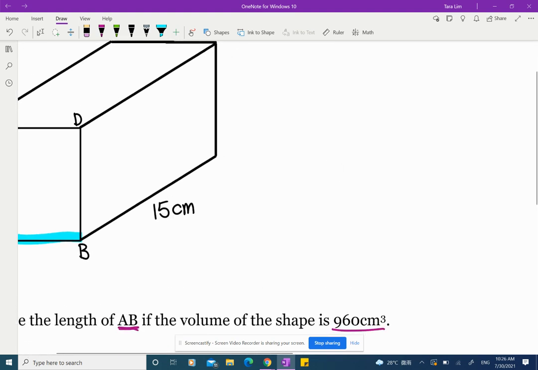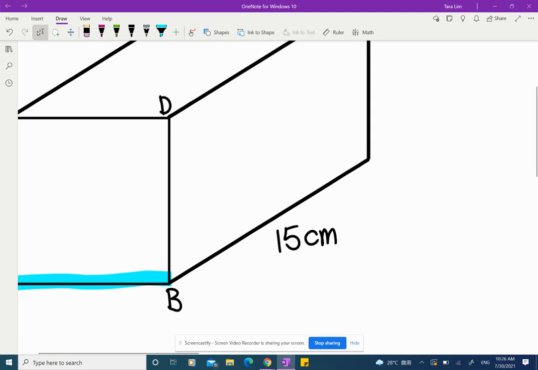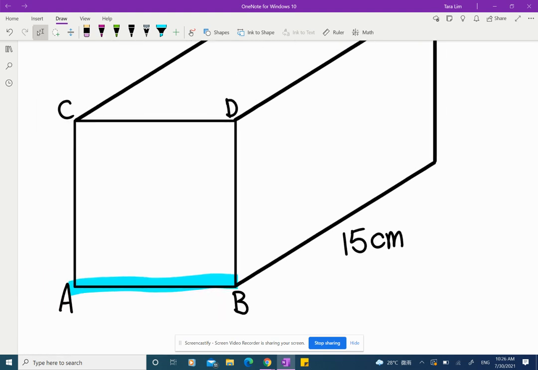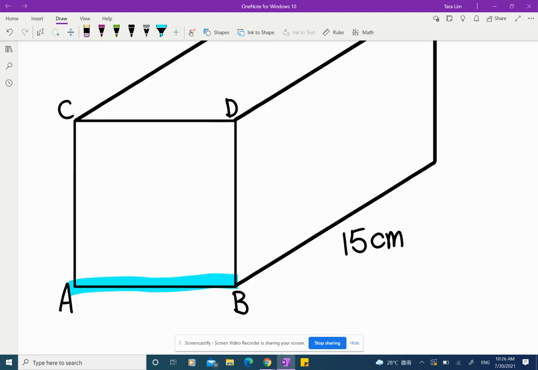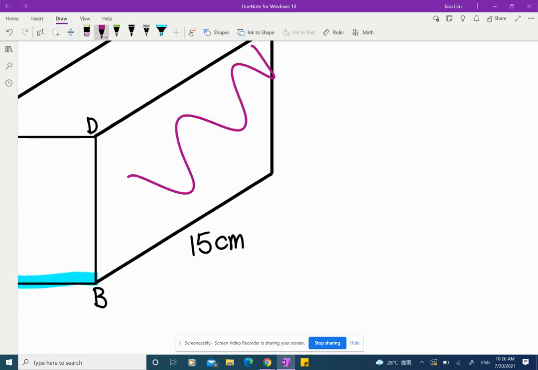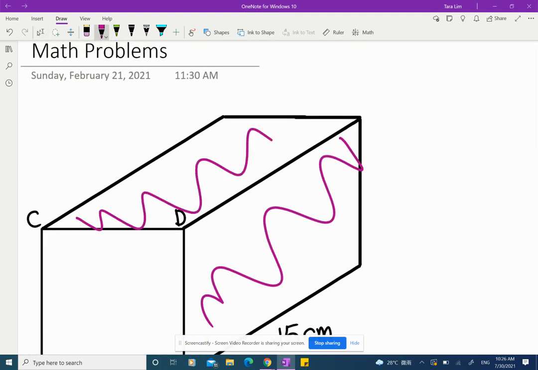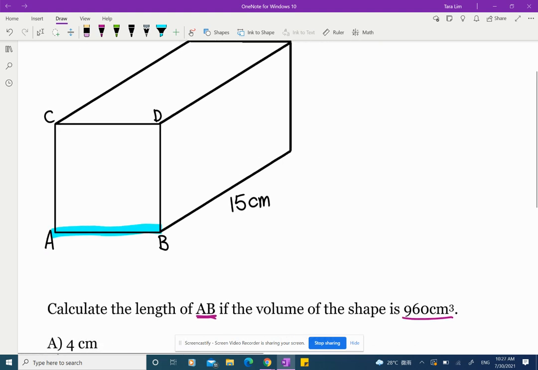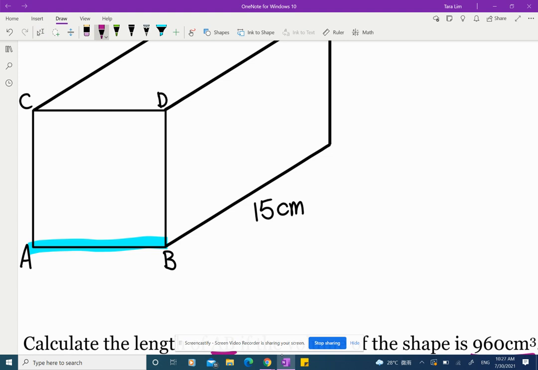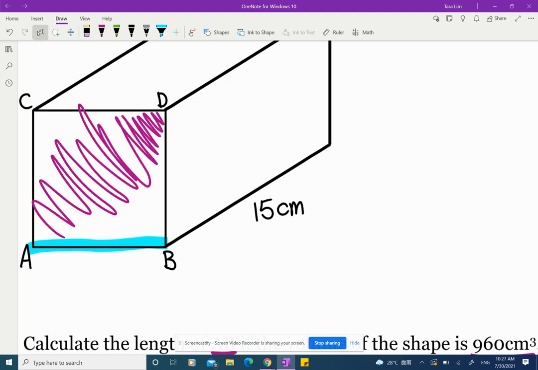Anyway, there are several ways to do it. So you can choose different types of area. You don't have to just choose this area and then times the height. You can also choose the area here, or you can also choose the area here. It's totally up to you. The answer is still the same. So, the first method, I'm just going to do the area here.